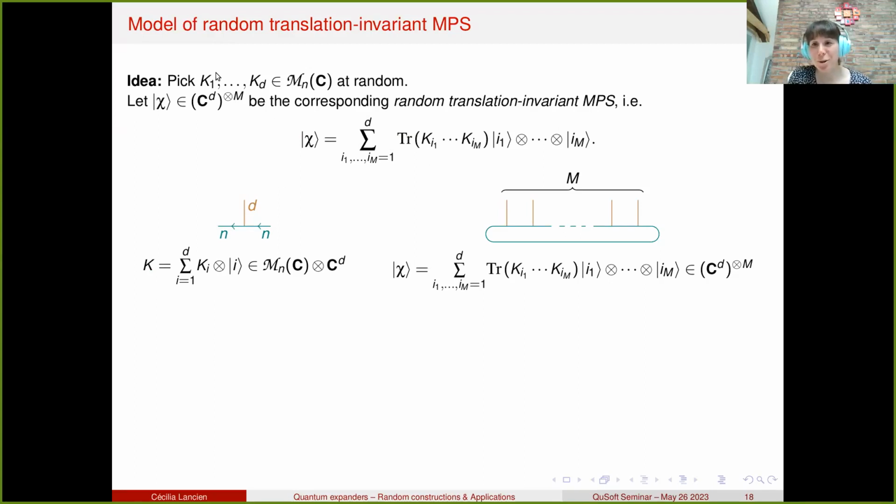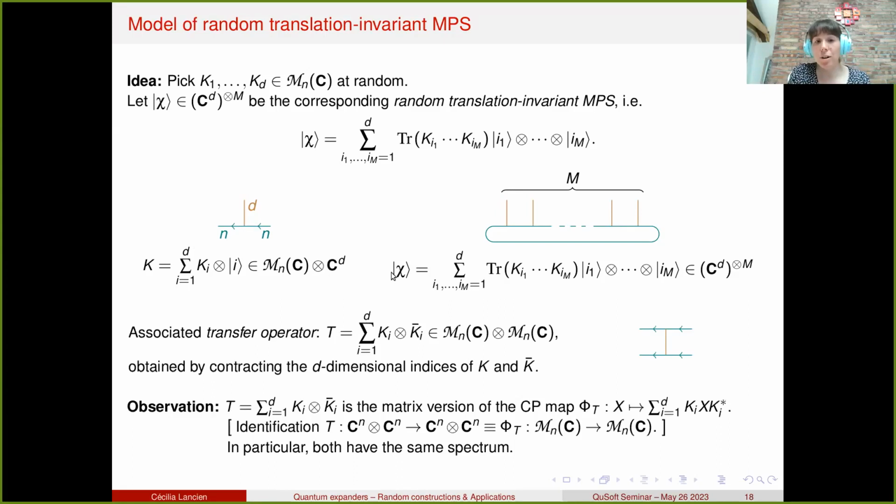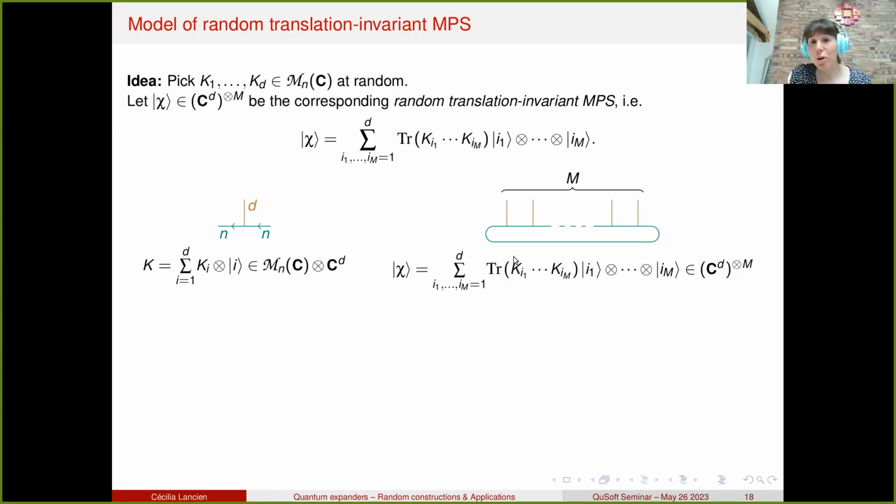If you like graphical notation, it's really not crucial for what follows, but you can represent this in a diagrammatic way, where you have your one-site tensor K, which I've represented here, that gives a tensor in C^n tensor C^n tensor C^d. Then in order to construct my MPS, I contract all these one-site tensors with one another on the n index.